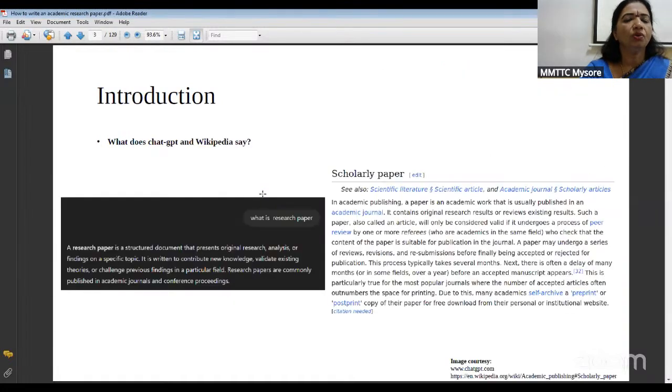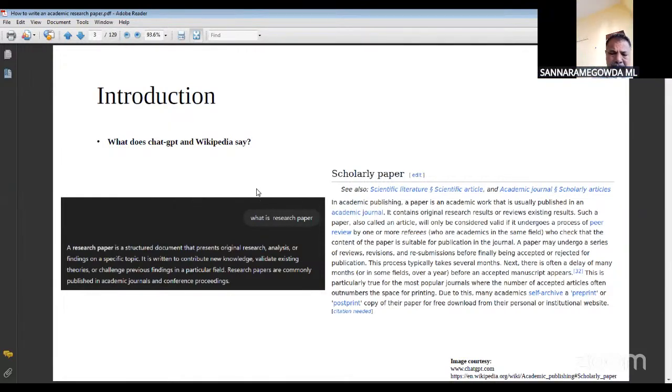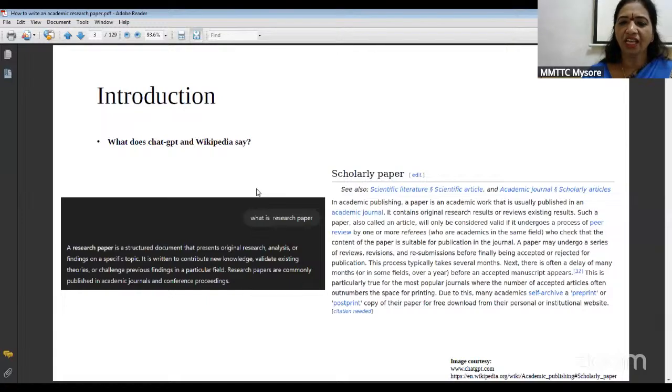If you go to ChatGPT, I hope you all know ChatGPT, right? Yes. It is an AI, artificial intelligence tool. If you ask the question, what is a research paper, this is the answer you are going to get. On the left side, I have put the answer of ChatGPT, and on the right side, the answer of Wikipedia. A research paper is a structured document that presents original research, analysis, or findings on a specific topic. It is written to contribute new knowledge, validate existing theories, or challenge them.